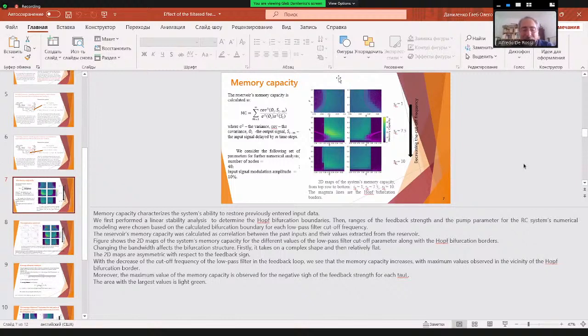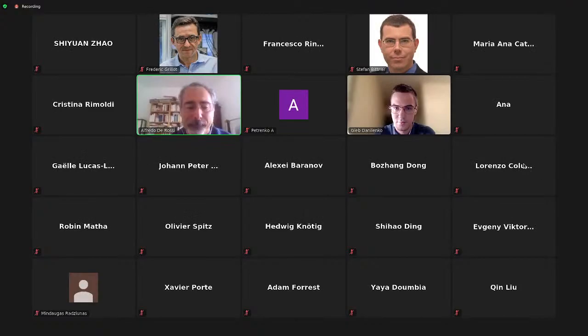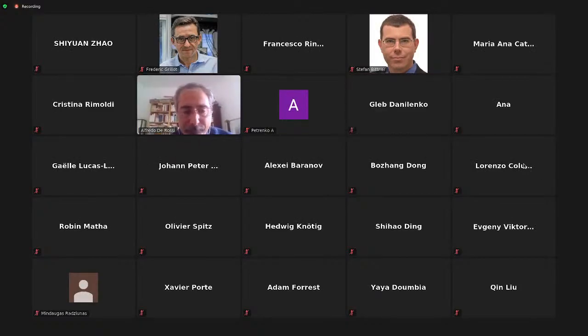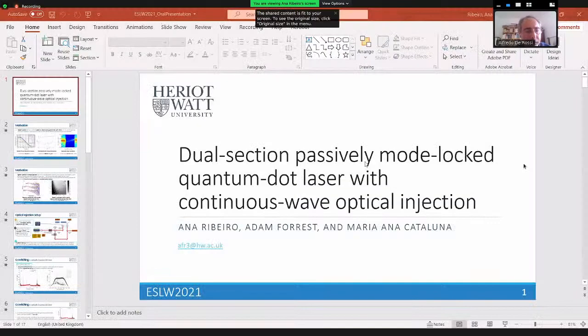Anyway, well, if there are no other questions, let's thank the speaker again and move on to the next. So the next speaker is... Hi. So can you see the presentation fine? So I guess Ana Ribeiro? Yes, who will present a dual section passively mode locked quantum dot laser with continuous wave optical injection. Please.